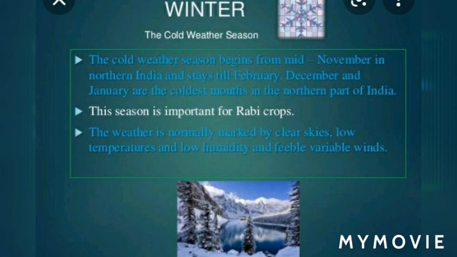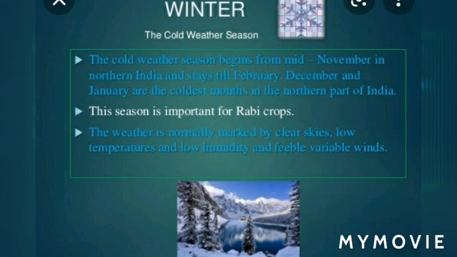The cold weather season, winter. The cold weather season begins from mid-November in northern India and stays till February. December and January are the coldest months in the northern part of India. During this season, the northeast trade winds prevail over the country. They blow from land to sea, and hence for most parts of the country it is a dry season. Some amount of rainfall occurs on the Tamil Nadu coast.